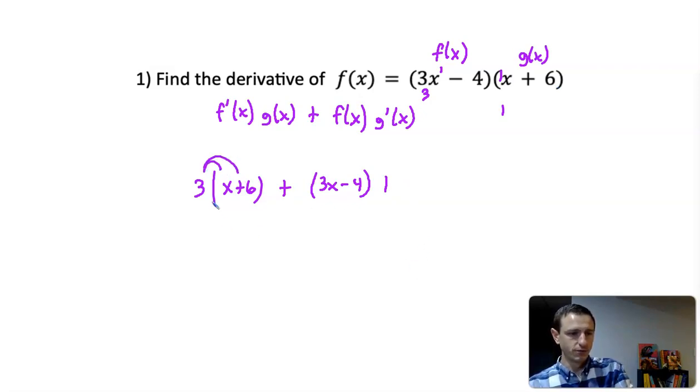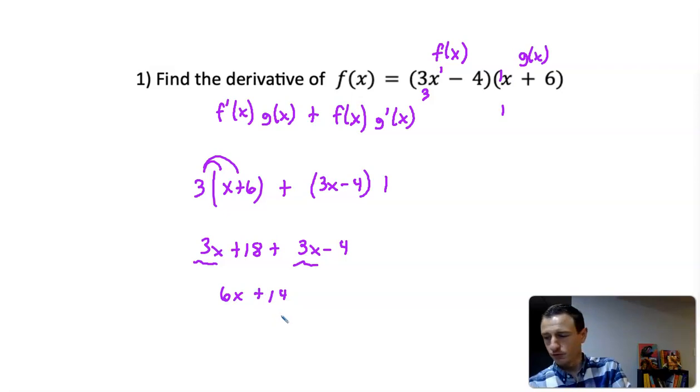Then we distribute. 3 times x is 3x. 3 times 6 is 18. Plus, and then 3x minus 4 times 1 is just going to be 3x minus 4. So I'm just going to write this as plus 3x minus 4. We do have some like terms that we can combine. 3x plus 3x is 6x. 18 minus 4 is 14. 6x plus 14.